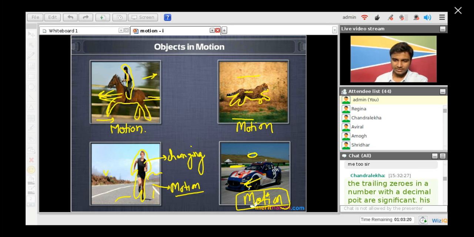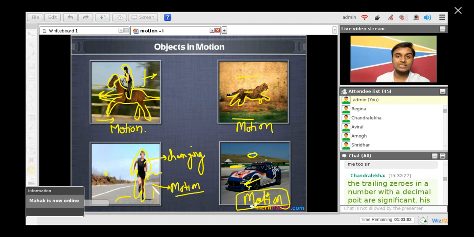Yes, Aviral, very nice. You can see here there is a woman and there is a horse. So this woman is moving with respect to the objects surrounding her because her position is changing with respect to those objects. Now, the position of this woman is not changing with respect to this horse. So with respect to this horse, she is at rest. That we will define further. Why is it happening so? So she is at rest with respect to the horse.